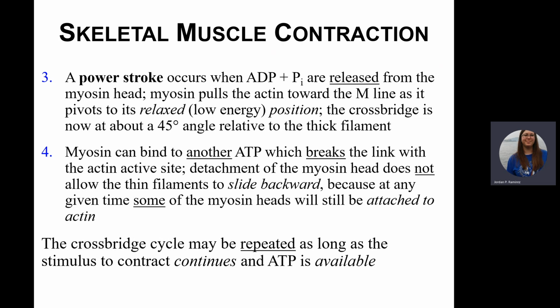So myosin can bind another ATP, which breaks the link with the actin active site. The attachment of the myosin head does not allow the thin filaments to slide backward, however, because at any given time, some of the myosin heads will still be attached to the actin. So the cross-bridge cycle may be repeated as long as there's two things. You have to have a stimulus to contract and energy available, ATP available to do that.